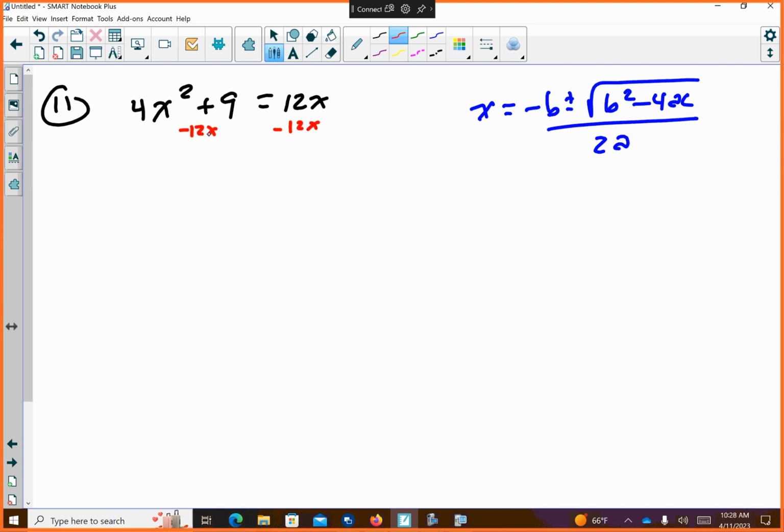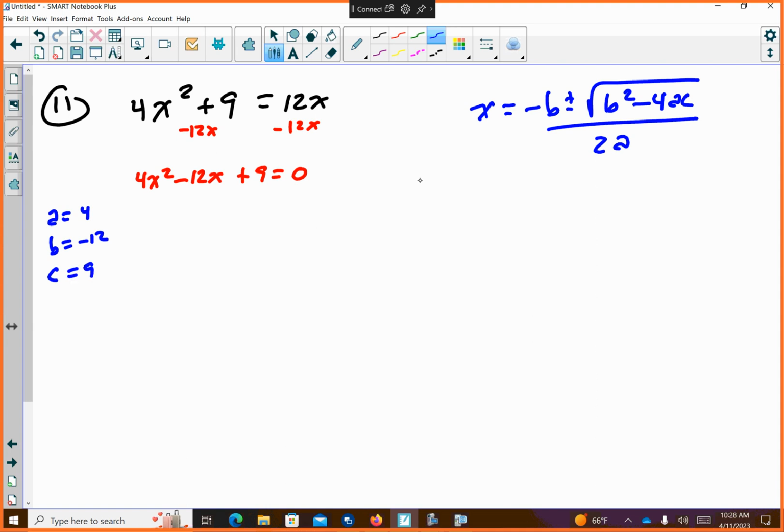Can I go 4x squared minus 12x and get a number? I can't combine the x squared and the x because one is squared and one's not. So now it's equal to 0. Can I figure out my A's, B's, and C's as it sits right now? Yes. A is 4, B is negative 12, C is 9.